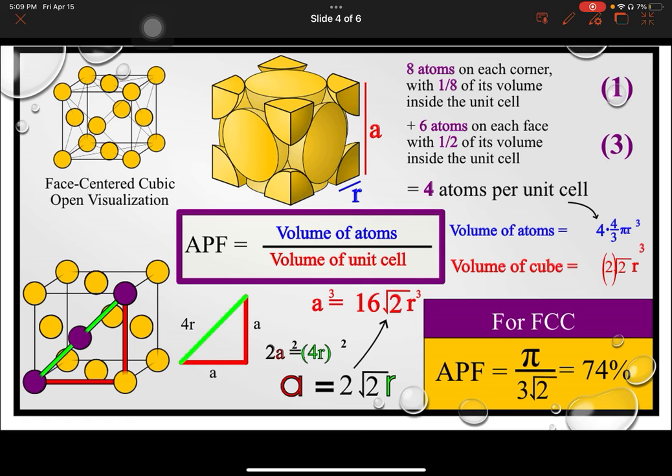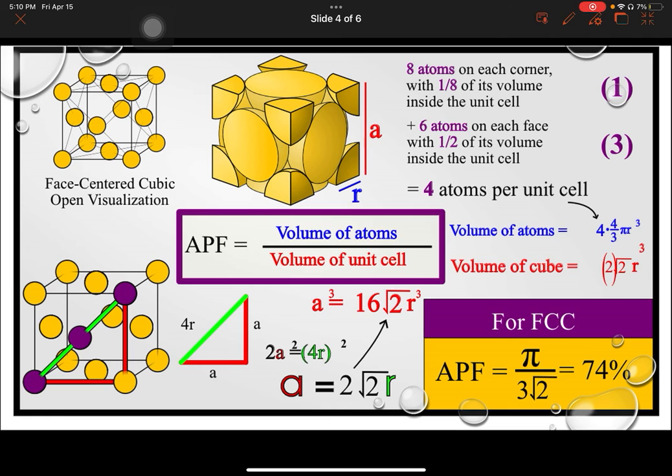So use that number to figure out the volume of atoms. We take that 4 and multiply it by 4/3 pi r cubed, and that gives us our volume of atoms. And then for the volume of the cube, you just do 2 times the square root of 2 times r, cubed again. So for FCC particularly, the atomic packing factor ends up being pi divided by 3 times the square root of 2, which gives you 74%.